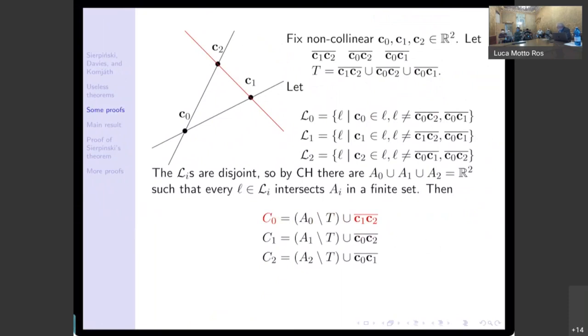so by CH, there are A0, A1, A2 covering R^2 such that every L in L_i intersects A_i in a finite set. This is by the theorem of Erdős, Jackson, and Mauldin. So C0 is, you take A0 and throw away these lines, plus you add this line. C1 is the other one, and C2 is the other one. Now, a moment of reflection shows that these are two lines, because look at C2.